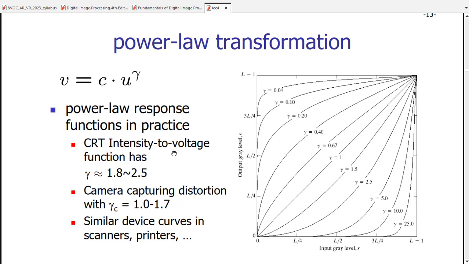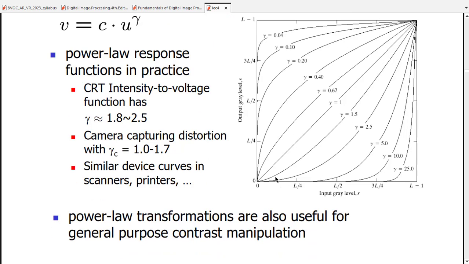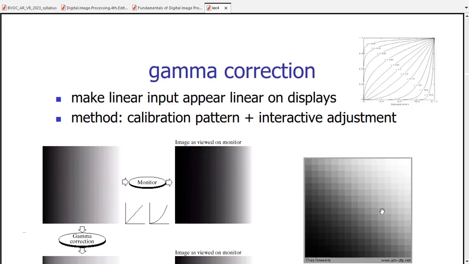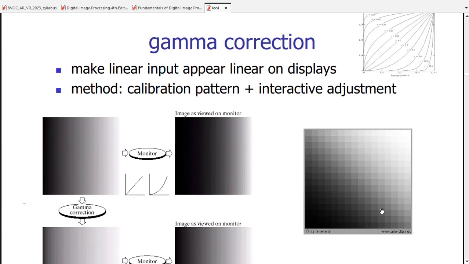The value changes according to the power. Camera capture distortion has gamma with c equal to 1 to 1.7. Similar device curves in scanners and printers follow the power law transformation. Power law transformations are also useful for general purpose contrast manipulation and gamma correction. Another important case is linear input or displays, using a calibration pattern plus interactive adjustment.